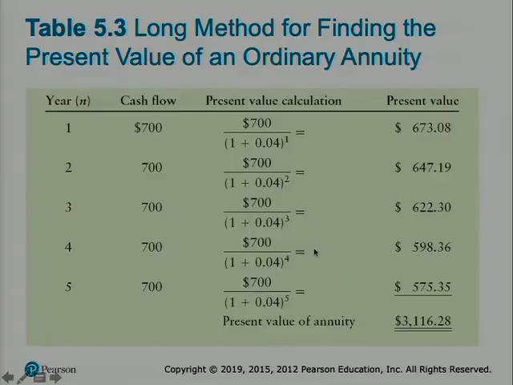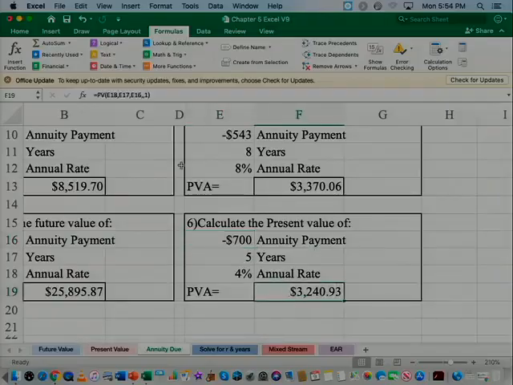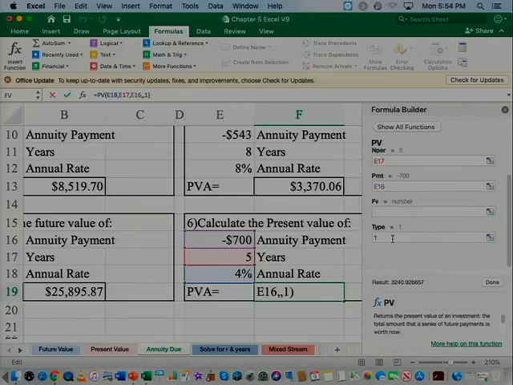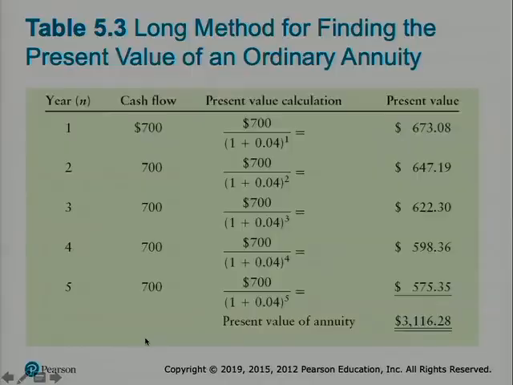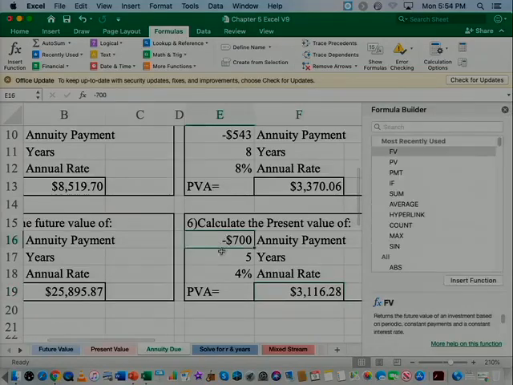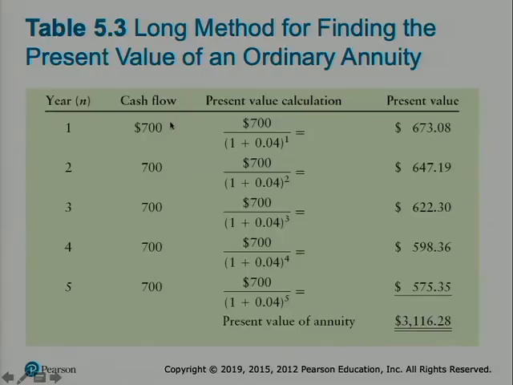Uh-oh. Because this I still have, I think, the annuity due in there. So I got to make this ordinary annuity by pulling this out. And 116.28, 116.28. So again, 700 for 5 years at 4%. Basically what this problem is, but you don't need to know all these steps. Just put it in that formula in Excel, and you have your answer.